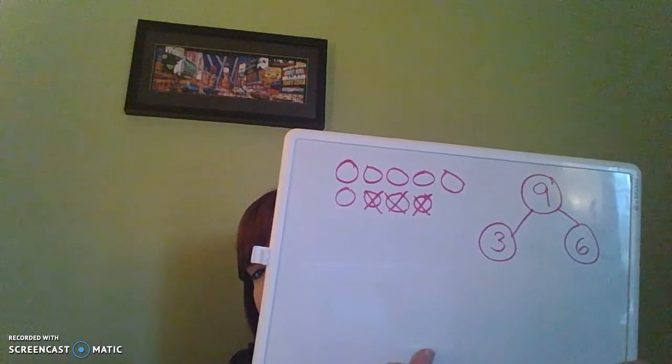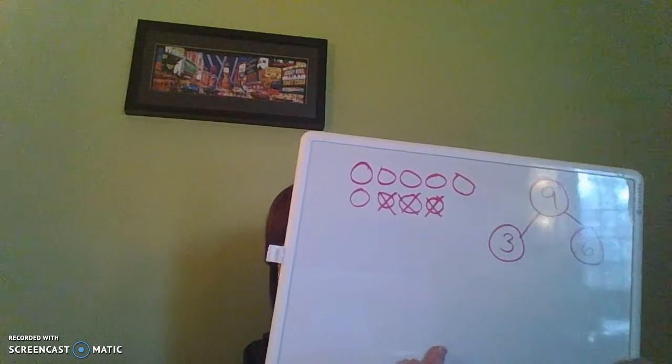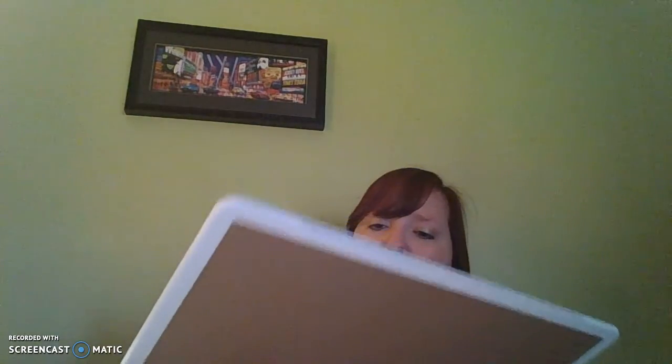Now what do I need to do to my number bond to show what I took away? Yep, I'm going to cross off the 3. So now I need to make my number sentence. So I start with 9 plus, did I put plus? Nope, I put a minus sign. 9 minus 3 equals 6.